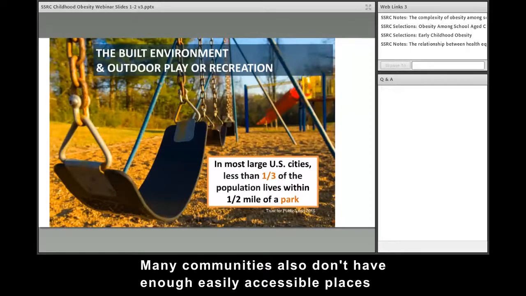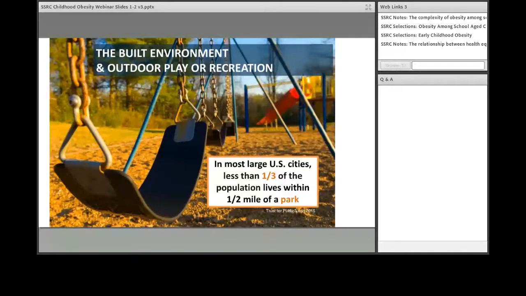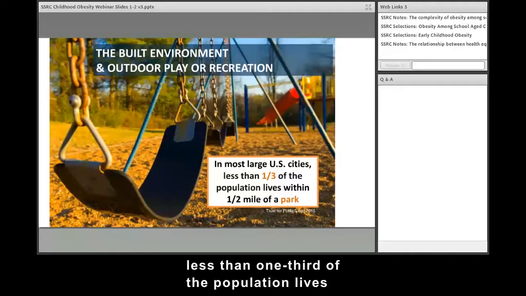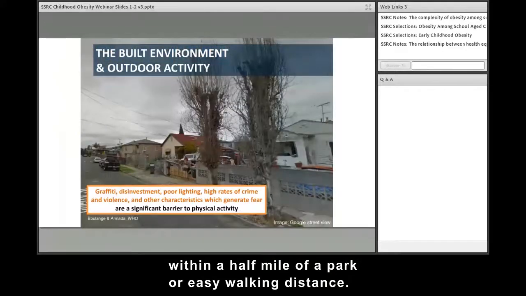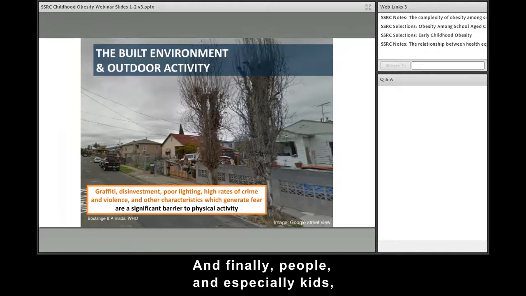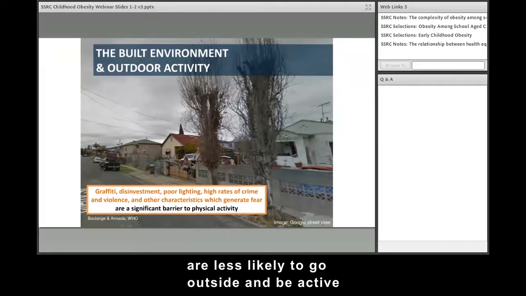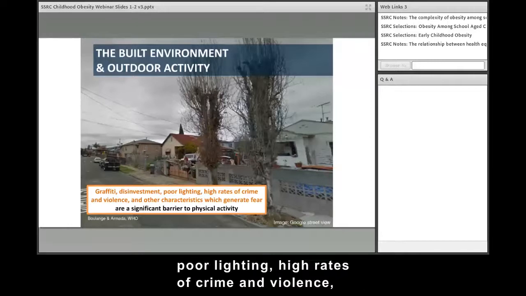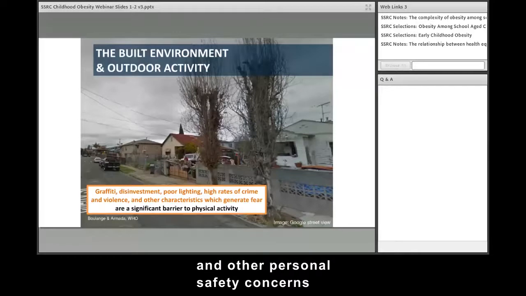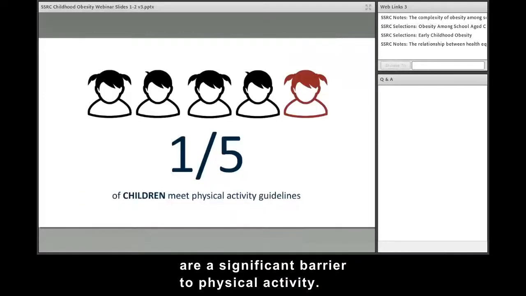Many communities also don't have enough easily accessible places to be physically active. In most large U.S. cities, less than 1/3 of the population lives within a half mile of a park or easy walking distance. And finally, people, and especially kids, are less likely to go outside and be active in unsafe neighborhoods where graffiti, disinvestment, poor lighting, high rates of crime and violence, and other personal safety concerns are a significant barrier to physical activity.